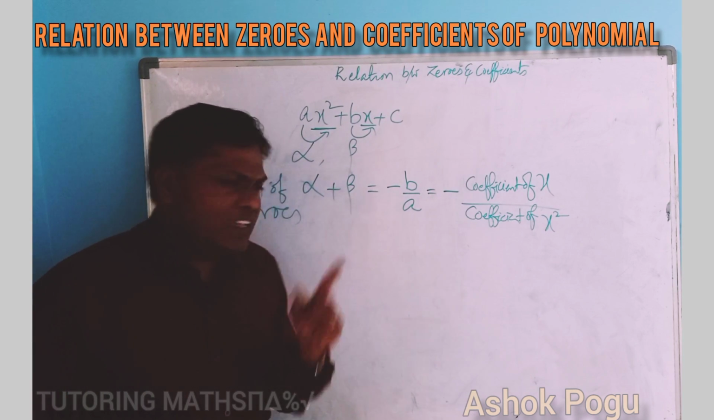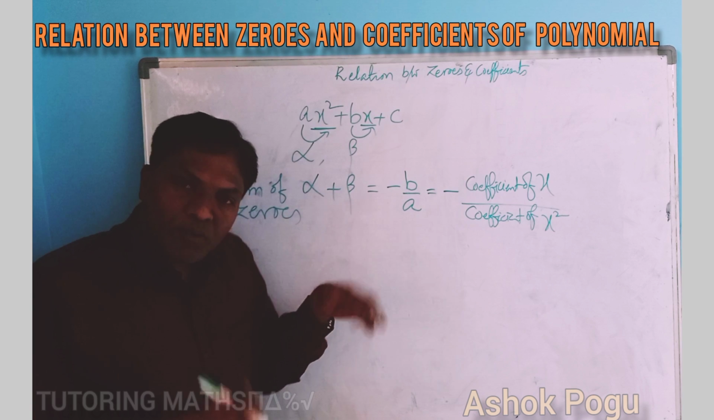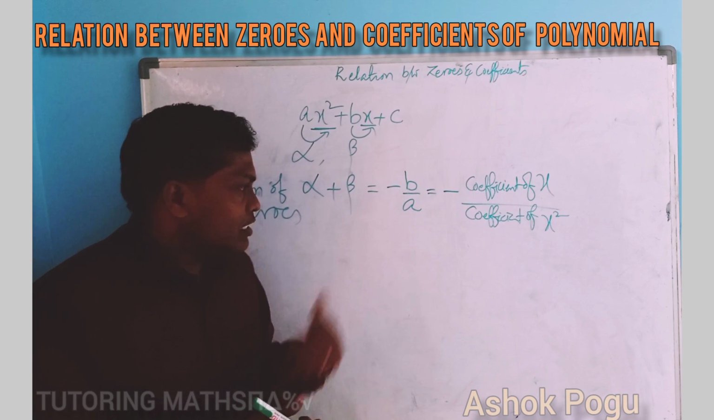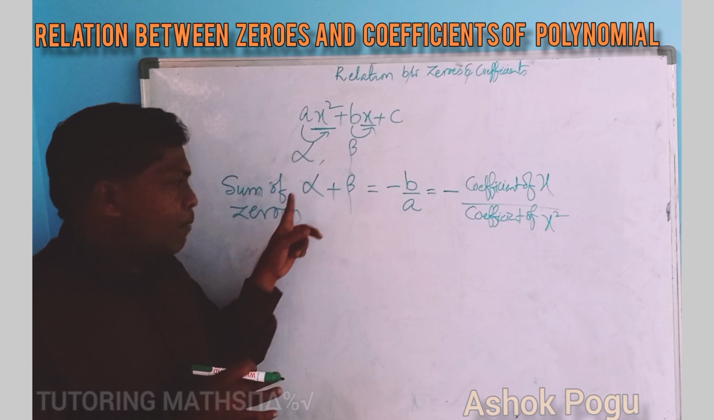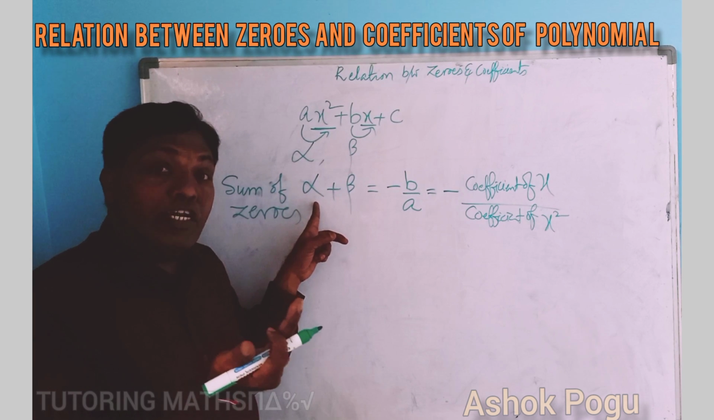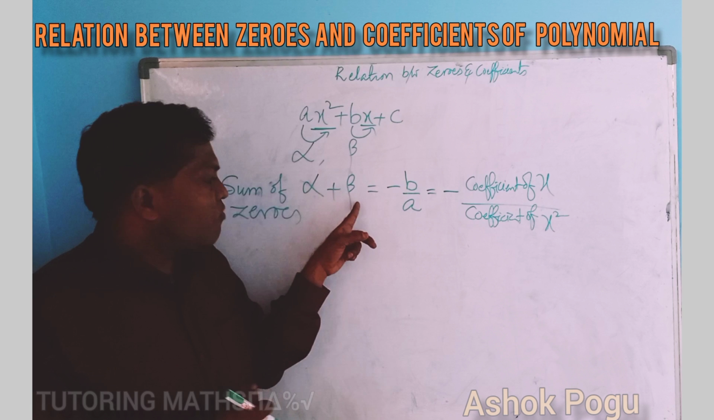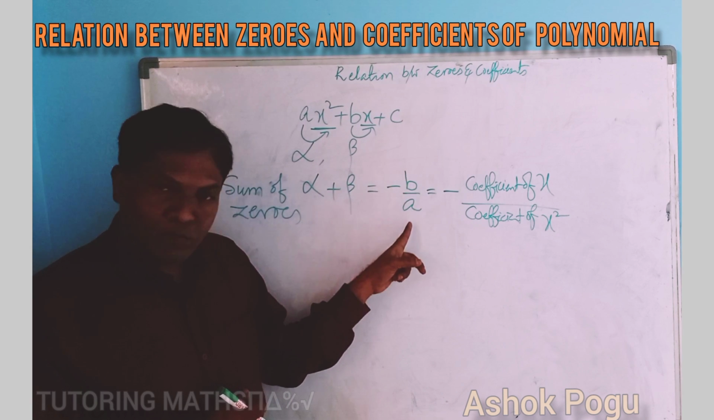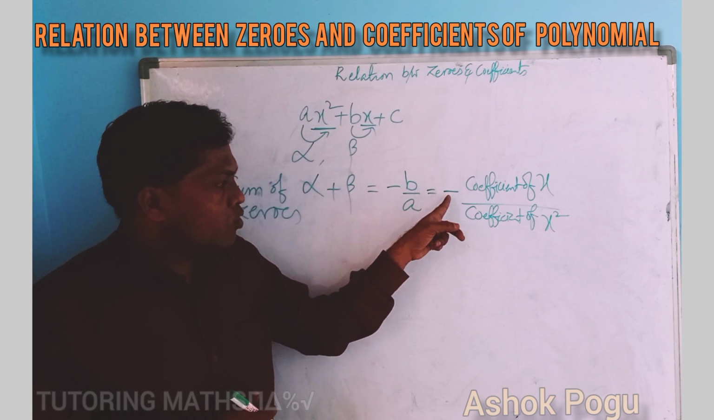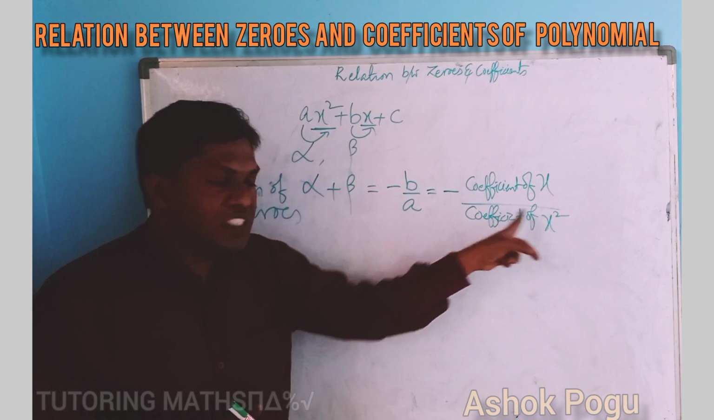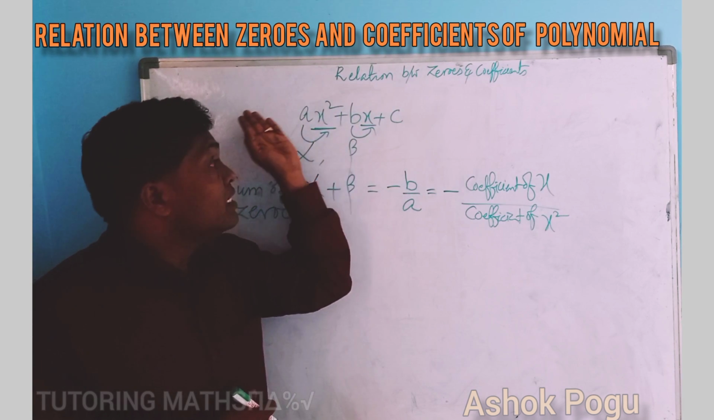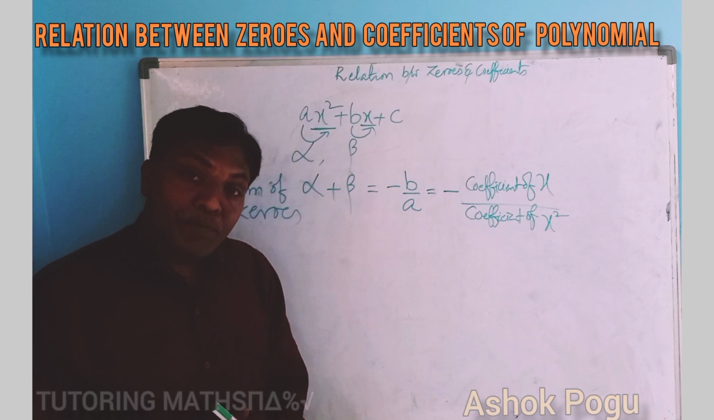Just keep the formula in mind, because we are going to use this formula in the coming exercise problems. So very simple: the sum of zeros, or you can say the roots, alpha plus beta is minus b by a, which is also called minus coefficient of x by coefficient of x square of the given quadratic polynomial.